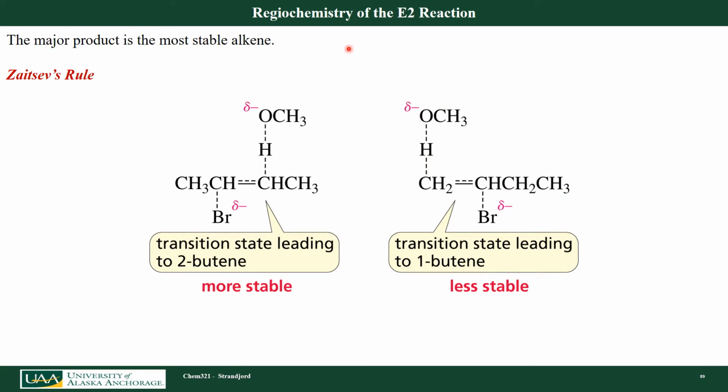Let's look at the transition states for these two different products, the more stable and the least stable. If we look at the transition state for the more stable product, meaning the internal alkene, the more substituted alkene, you can see as I start that transition state, I'm starting to make my double bond here, and because it's more substituted, the transition state is more stable. In other words, my activation energy is lower than the activation energy for this transition state because it's less stable. It has fewer substituents as I'm starting to form that double bond.